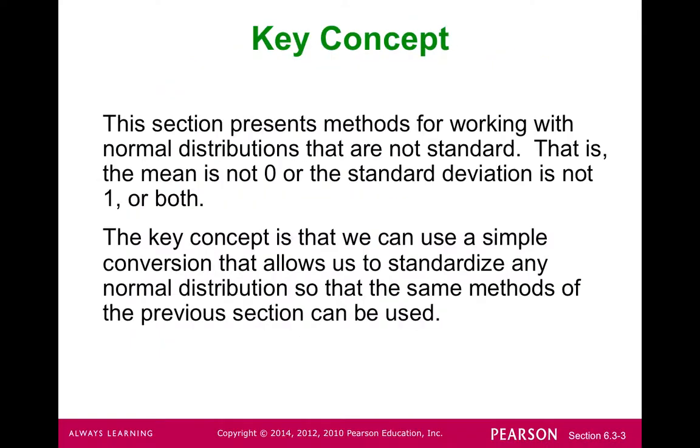So let's dive in. The key concept in this section is to present methods for working with normal distributions that are not standard. That is, the mean is not 0, or the standard deviation is not 1, or both of those things could be true. The key concept here is that we can use a simple conversion formula, and I really do mean simple, that allows us to standardize any normal distribution so that then we can use our z-score table the same way that we did in section 6.2. So let's jump into the material.